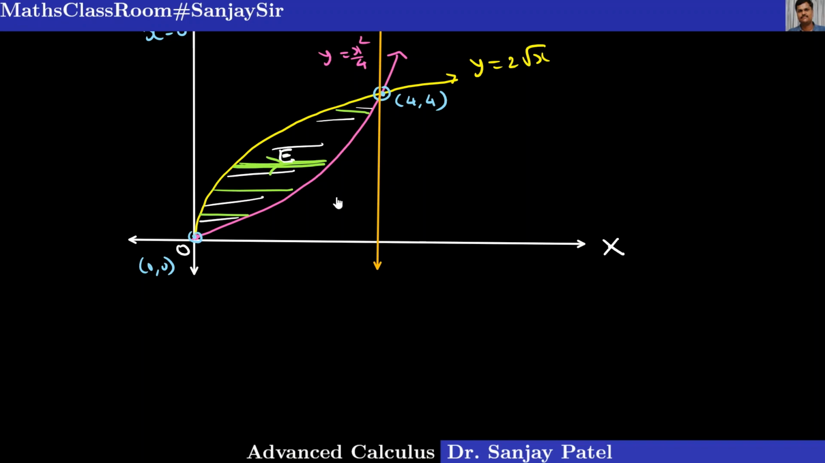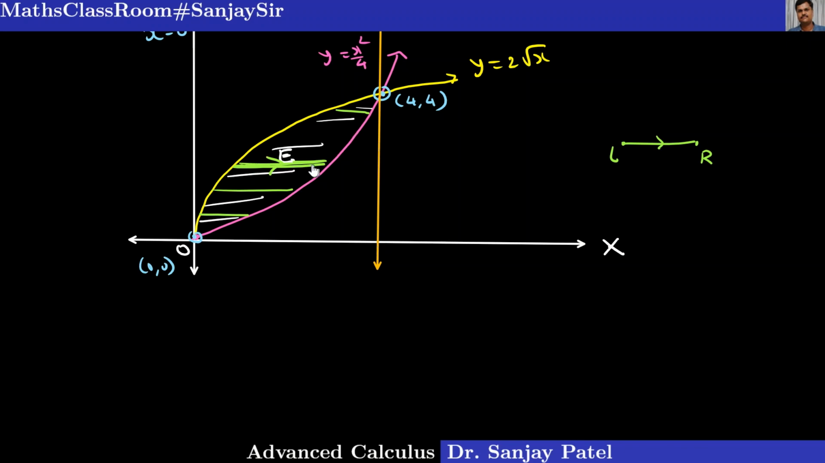If it is not regular, means for all positions of the strip, the left end curve and the right end curve of the strip, this is the left end point and this is the right end point, do not lie on the same curve, then we have to split the region into more parts to make it regular. So this is a regular region example. I will take another example in which you will understand what happens if the region is not regular.